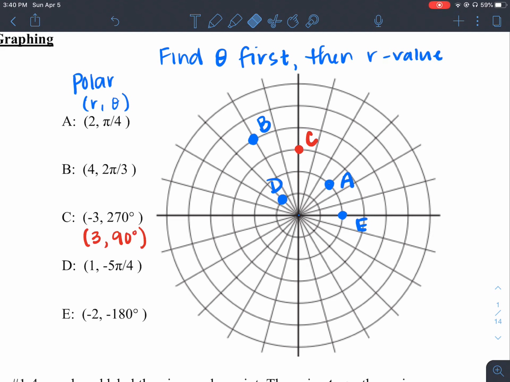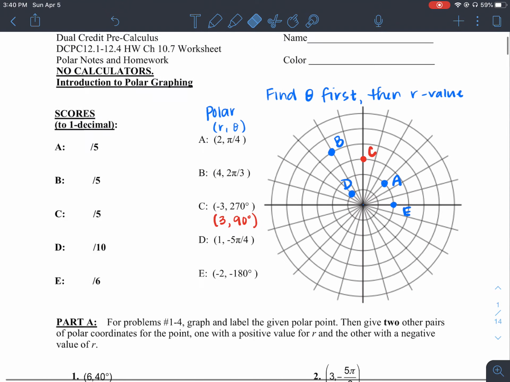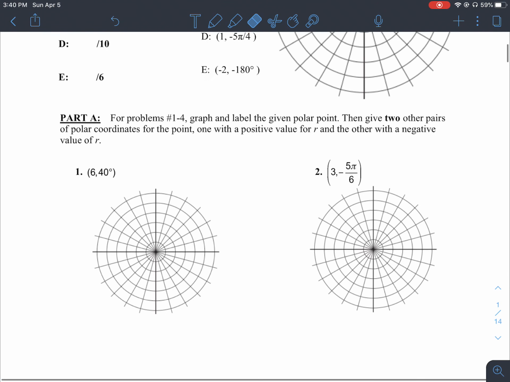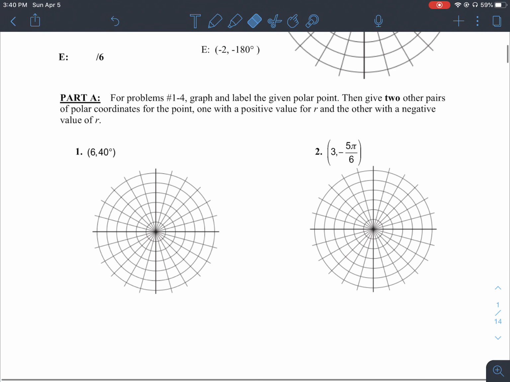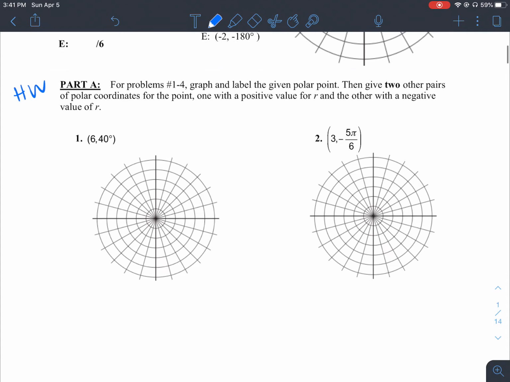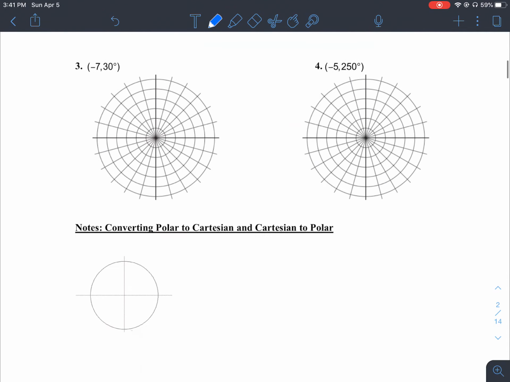All right, so remember, with those negative radii, you find your angle first, but now you're going in the backwards direction, which is why we want to really find that angle first and then our radius value. Angle needs to come first and then your radius. This part A right here is the first part of your homework. You're going to work through these 4 problems. For the first part of your homework, you have more, don't worry, it's not just the first 4.